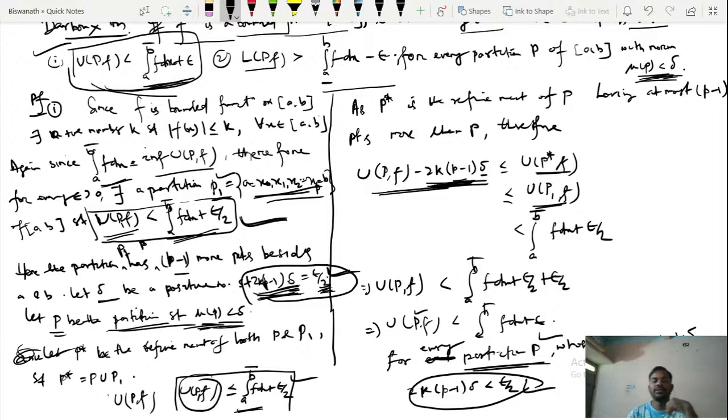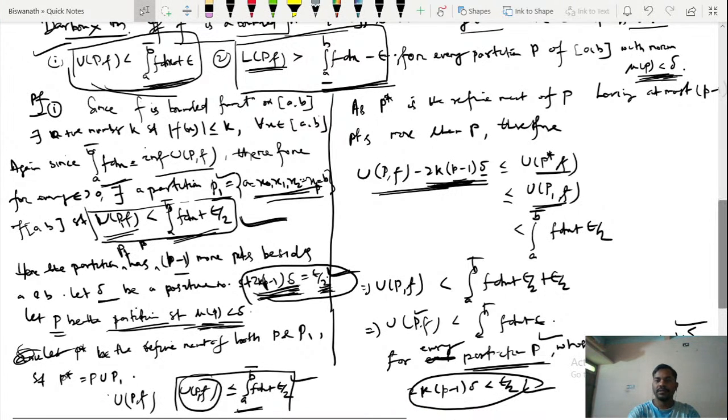upper Darboux integral plus epsilon. And similarly we can prove that for every partition P with norm mu P less than delta, your LPF is greater than lower Darboux integral of f dx minus epsilon. So this completes this.